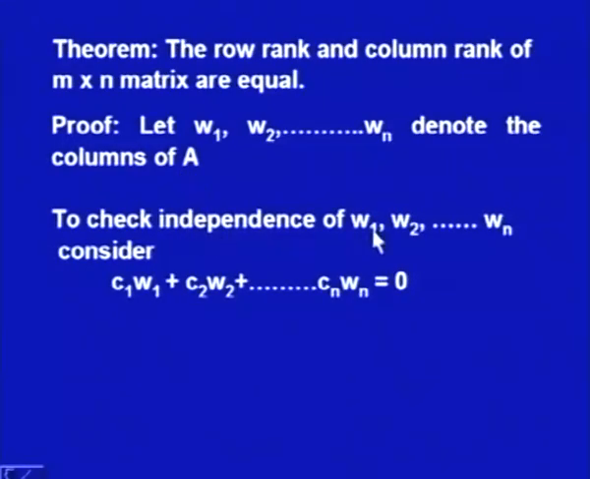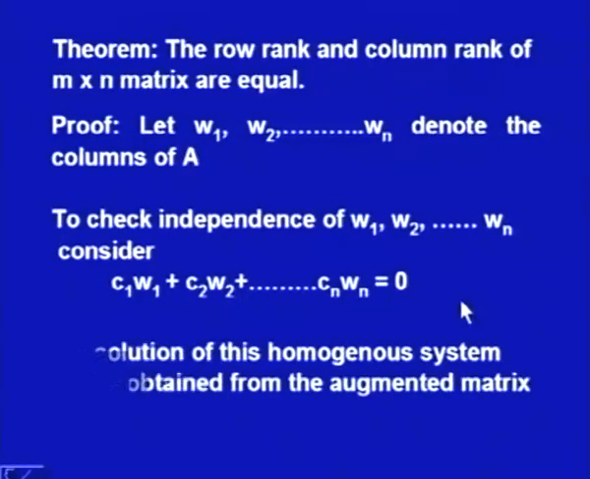To check the independence of these vectors, we consider the linear combination of these vectors, C1 W1 plus C2 W2 plus Cn Wn is equal to 0. Now, the solution of this homogeneous system can be obtained from the augmented matrix [A | 0]. This method we have already discussed.